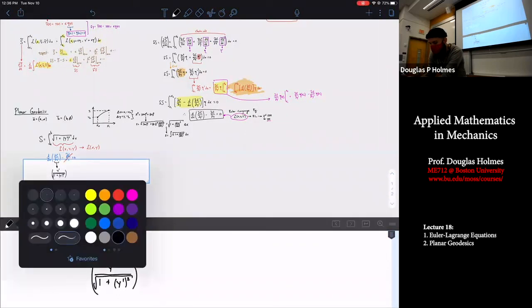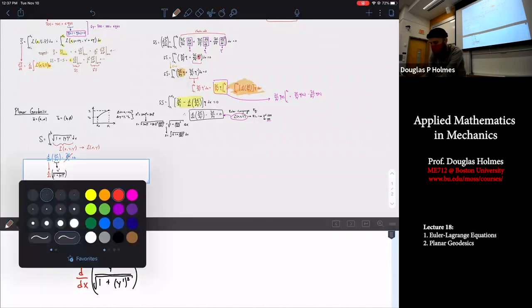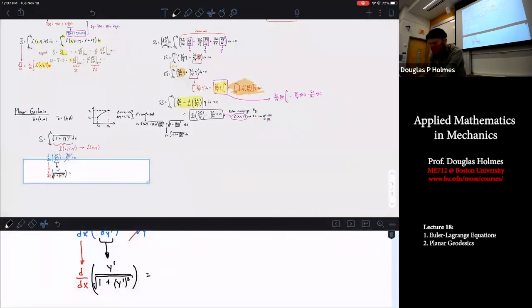And then I need to take the derivative of this. So I'll take d by dx of that quantity. This equals y double prime over 1 plus y prime squared. And after we take the derivative with respect to x, we get kind of messy 3/2 here. Does anyone know what that equation is?